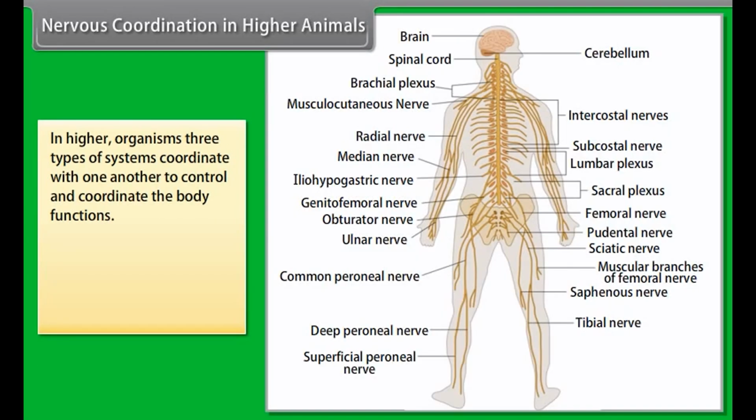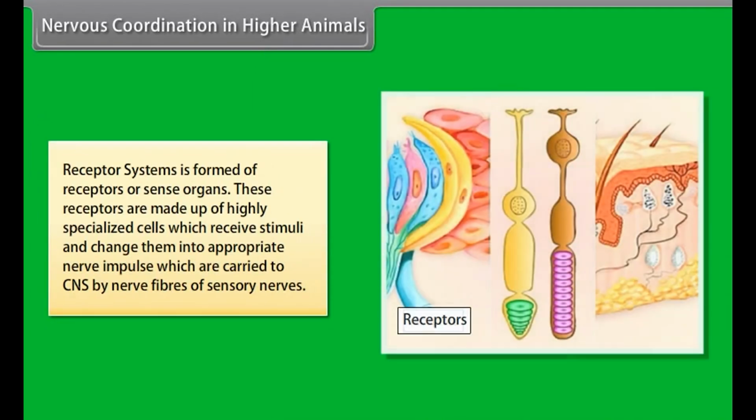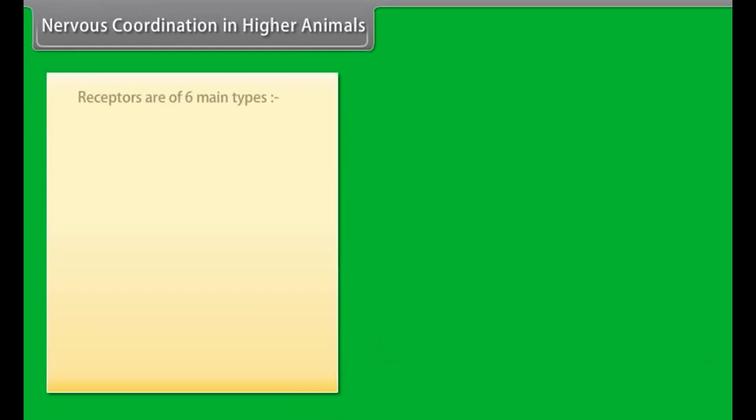In higher organisms, three types of systems coordinate with one another to control and coordinate the body functions. They are the receptor system, nervous system, and effector system. The receptor system is formed of receptors or sense organs. These receptors are made up of highly specialized cells which receive stimuli and change them into appropriate nerve impulses, which are carried to the CNS by nerve fibers of sensory nerves.